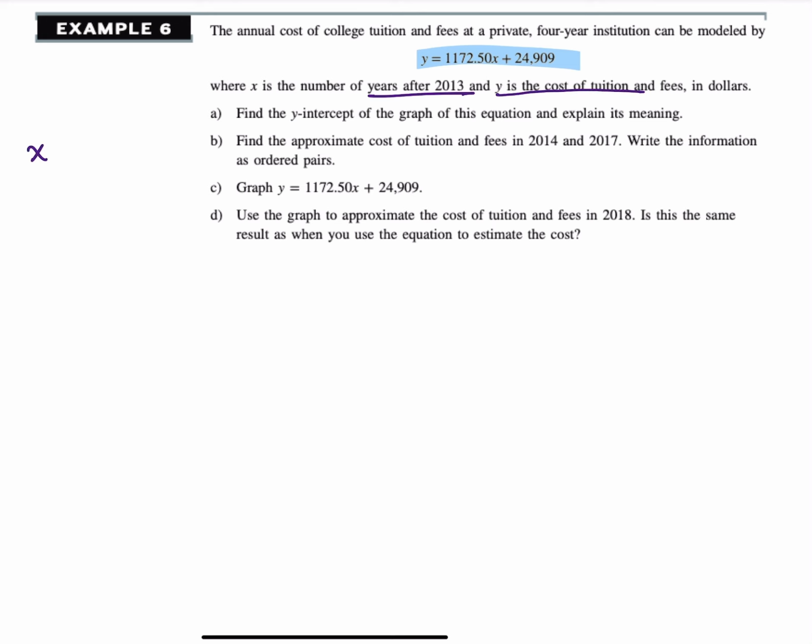So I'll say x equals number of years after 2013. So that's something to keep in mind. If x equals 1, that means we're in the year 2014. So I wouldn't plug in 2014, I would just plug in 1.